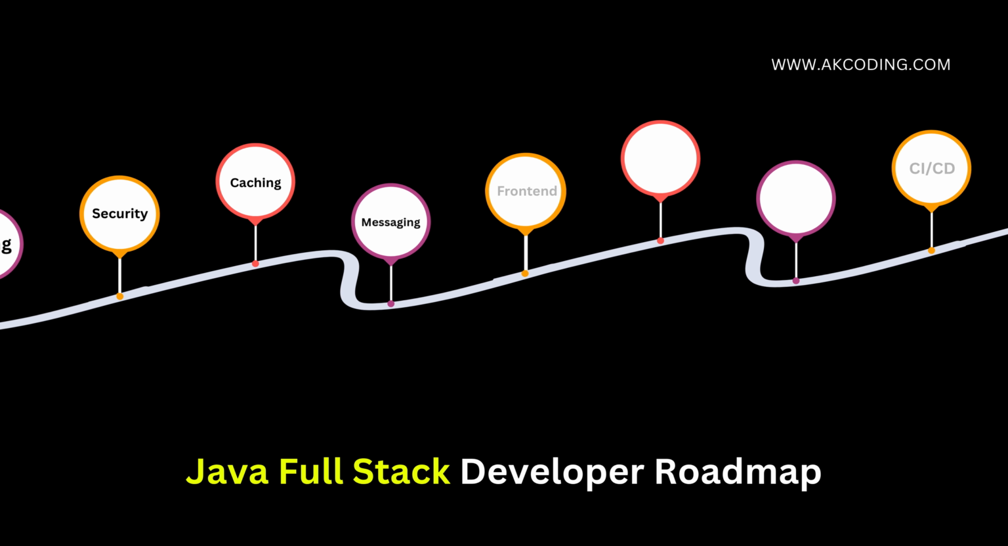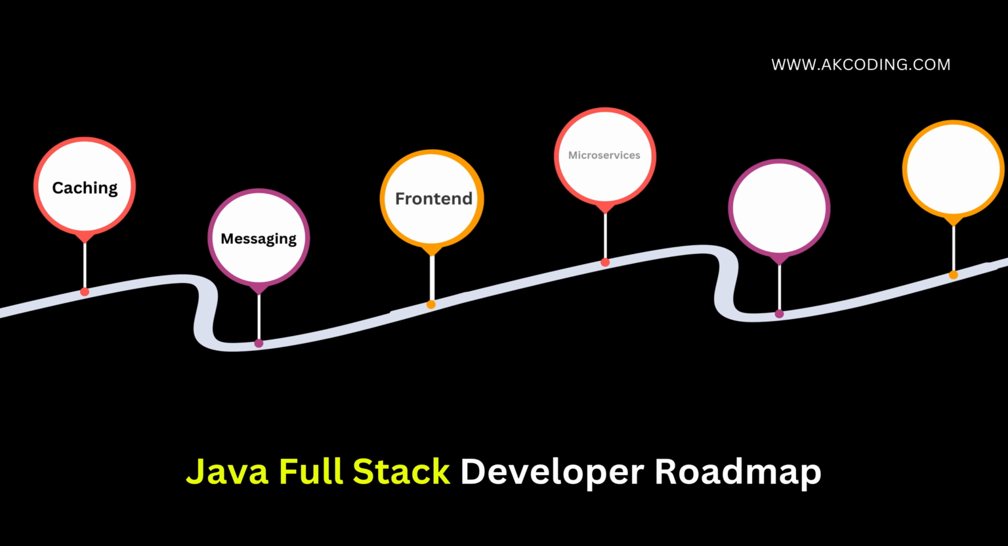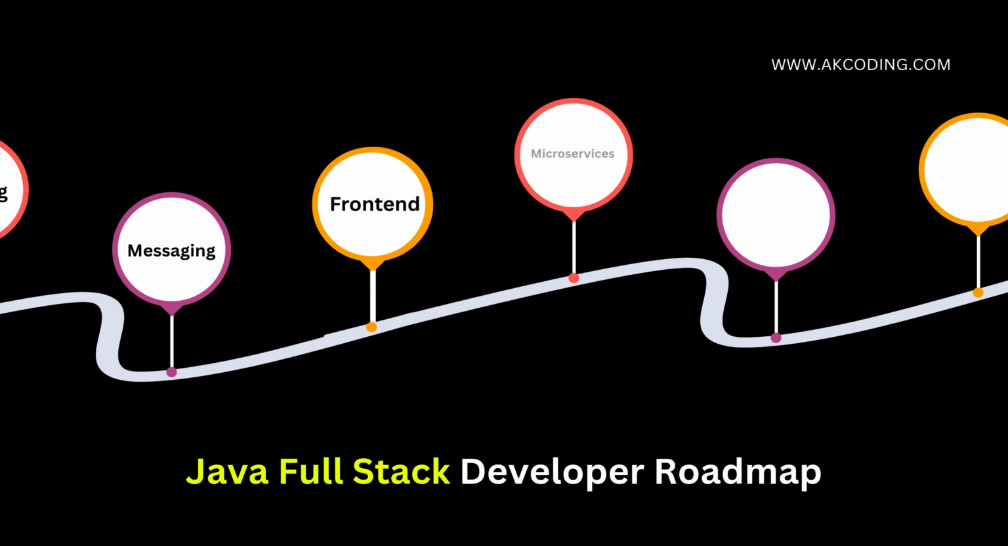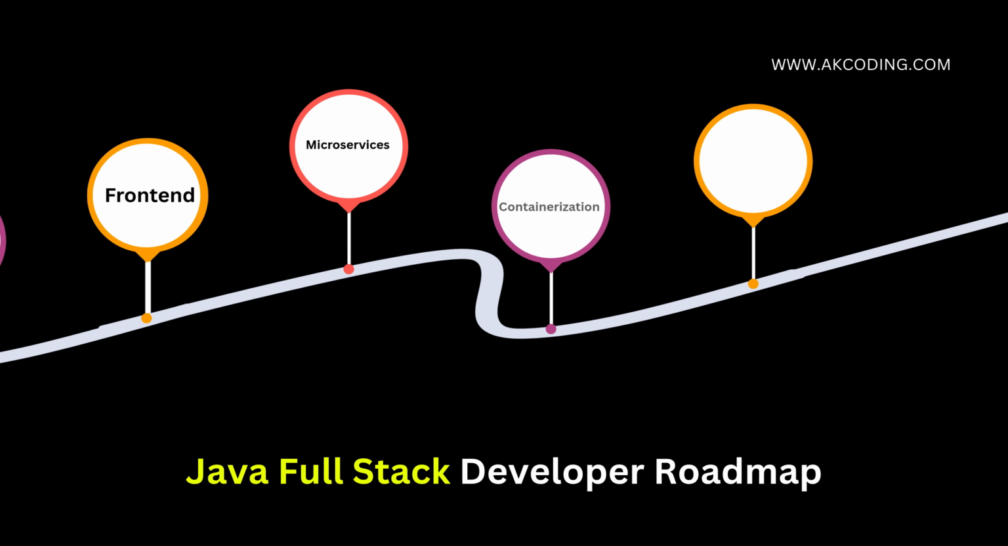Number thirteen, front-end development. A Java full stack developer should be aware of front-end development technologies like HTML, CSS, JavaScript, and modern frameworks like React.js, Angular, and Vue.js. Number fourteen, microservices architecture. Design patterns, service discovery, Spring Cloud components, scalability, and fault tolerance. Number fifteen, containerization and orchestration like Docker and Kubernetes.